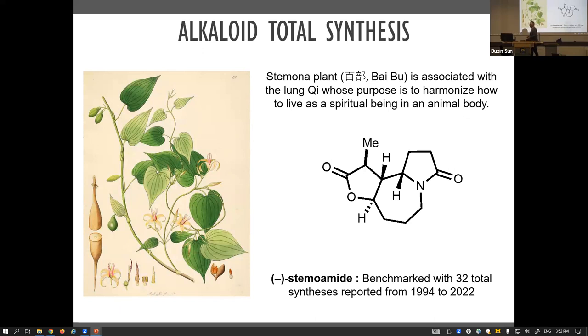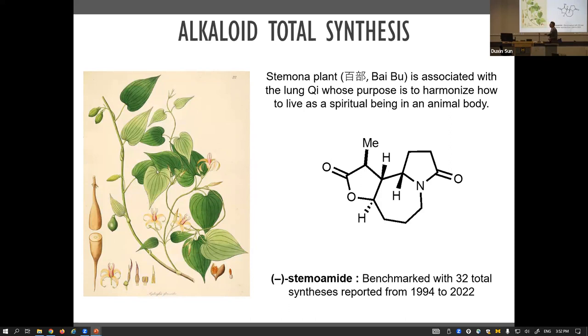And I just want to quickly close with our recent entry in multi-step synthesis, where we were interested in this particular natural product that comes out of the stomona plant, which has been used for lung health in Chinese traditional medicine for about 300 years or more. And the interesting thing is that this molecule had been synthesized 32 times before. And so there was a large history to how this molecule had been made.